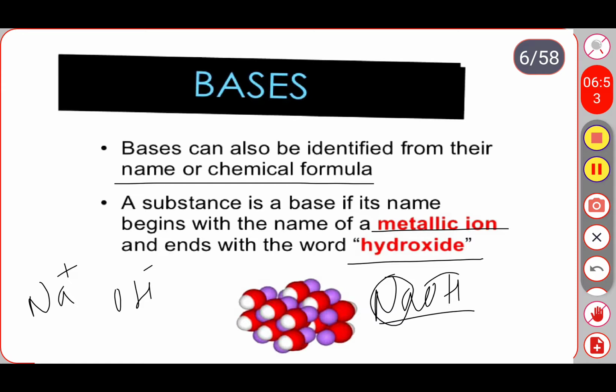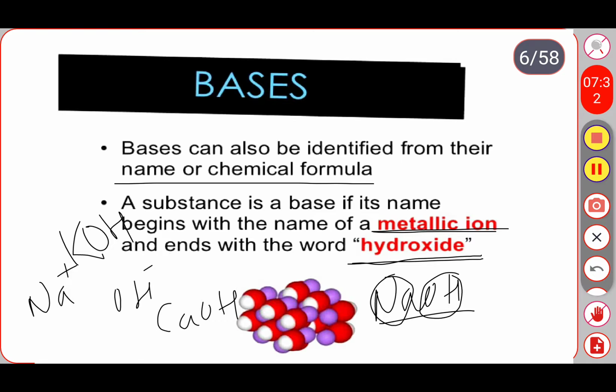So these types of compounds or chemical formulas are considered bases. The first one is a metallic ion that ends with hydroxide, like copper hydroxide or potassium hydroxide, KOH, right? These are some examples of bases: ammonium hydroxide, calcium hydroxide, ferric hydroxide, aluminum hydroxide. All of these are the best examples of bases.